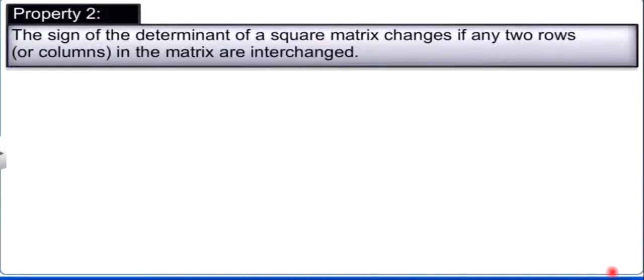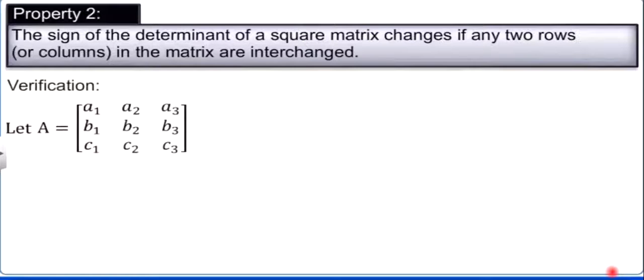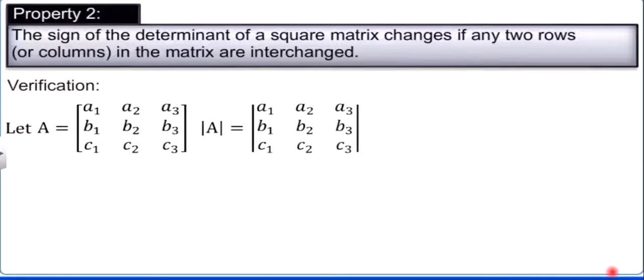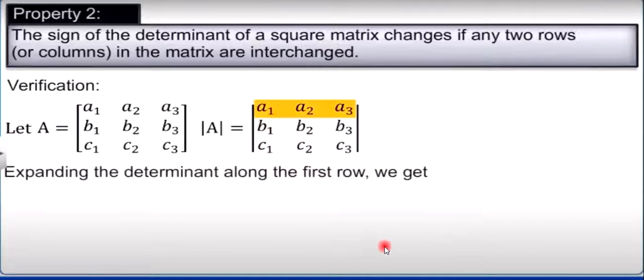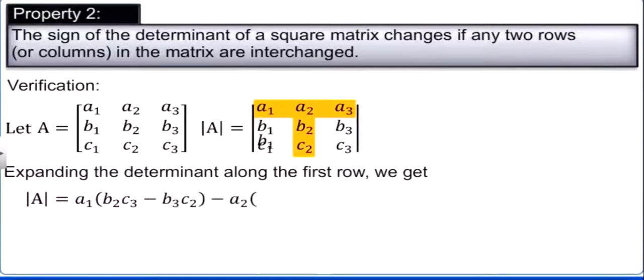It says that the sign of the determinant of a square matrix changes if any two rows or columns in the matrix are interchanged. Consider a 3 by 3 square matrix A. Let's evaluate the determinant of matrix A. By expanding it along the first row, we get A1 times (B2 C3 minus B3 C2) minus A2 times (B1 C3 minus B3 C1) plus A3 times (B1 C2 minus B2 C1).